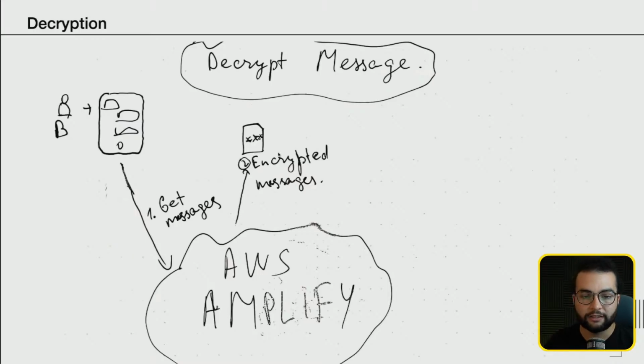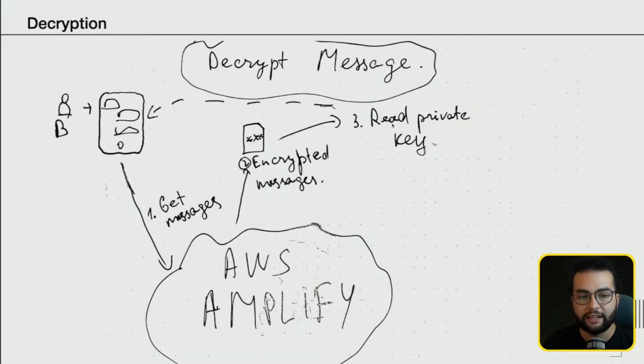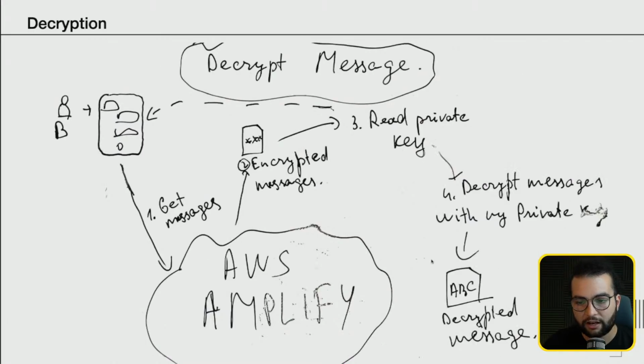Now, how will we decrypt it? First of all, we need to read the private key of our user, which we saved on the user device. So to read the private key, we are reading the key from the user's device, which is kept safely there. Now, having the encrypted message and the private key of the user, we can decrypt the message, and only we can decrypt the message because only we know the private key. Anyone else having this encrypted message will not be able to decrypt it.